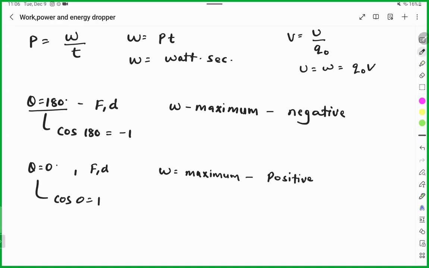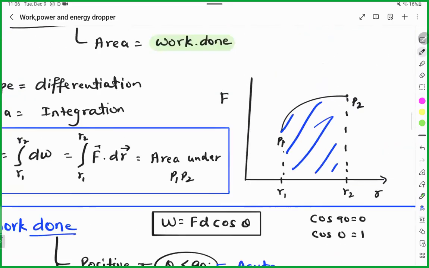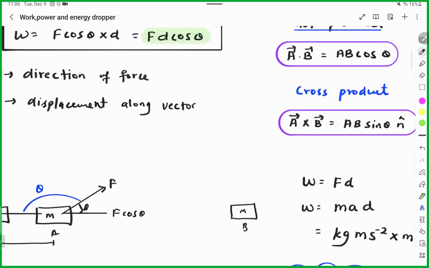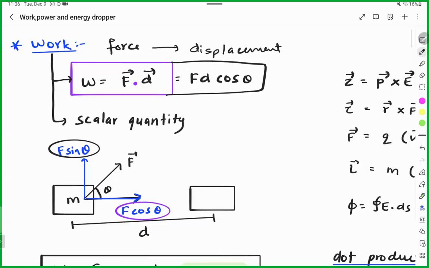One important thing I need to emphasize is that whenever you calculate theta here, it is always between the force and displacement. Remember, extremely important. Always between the force and displacement. Everything in work done is easy, but you should know which angle we are taking, because you will be confused between the angles and you will have both the options.